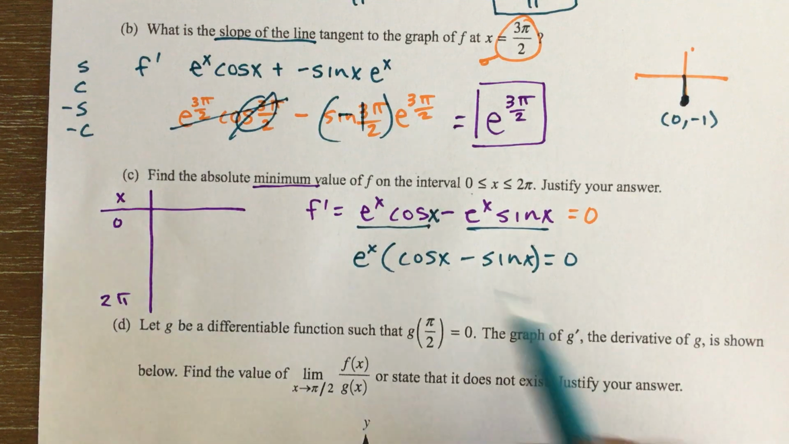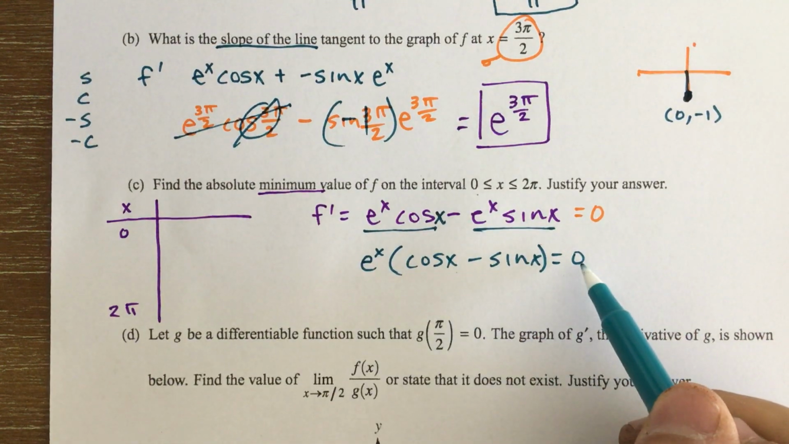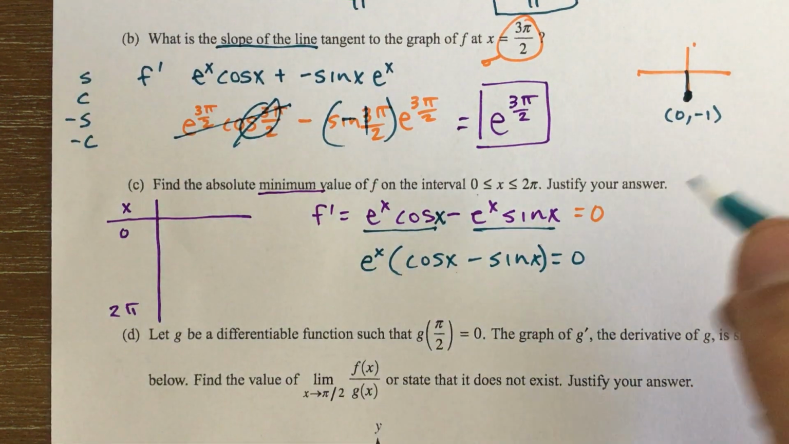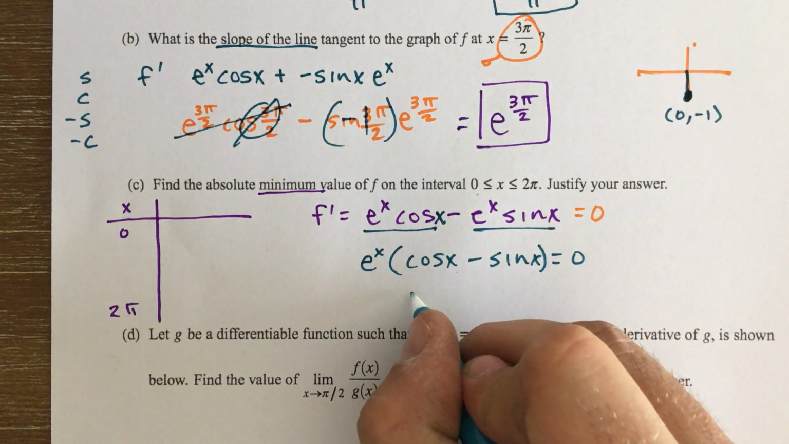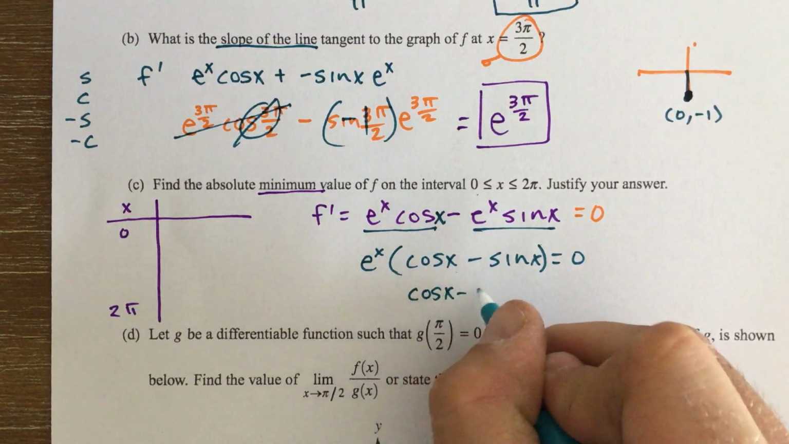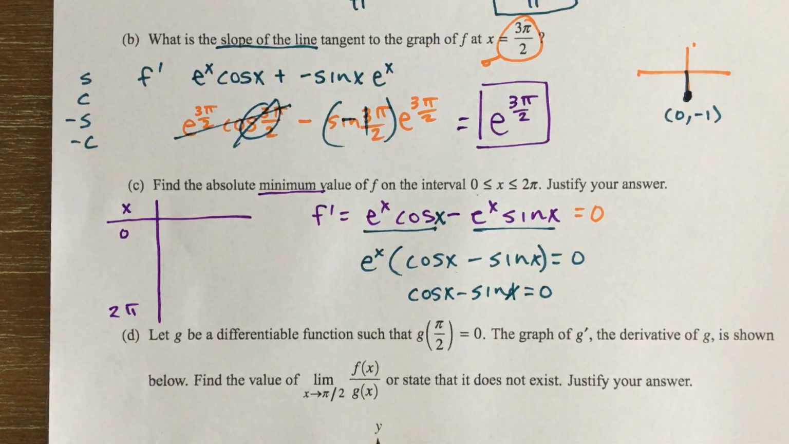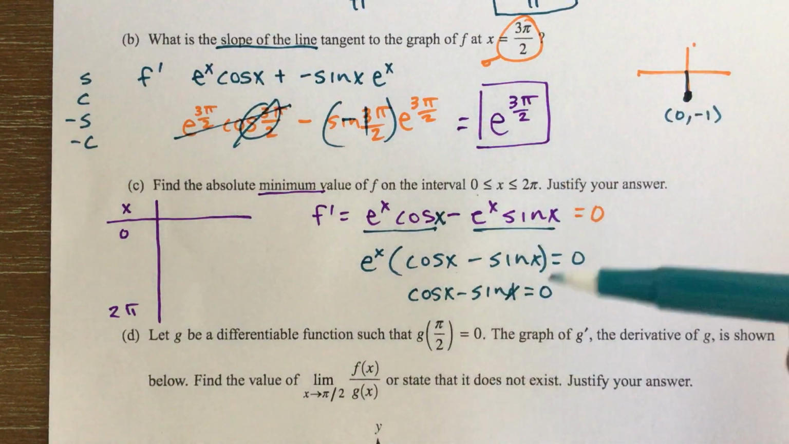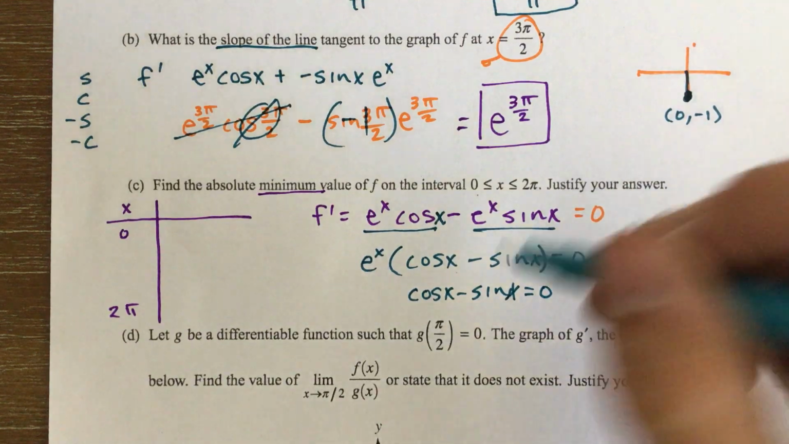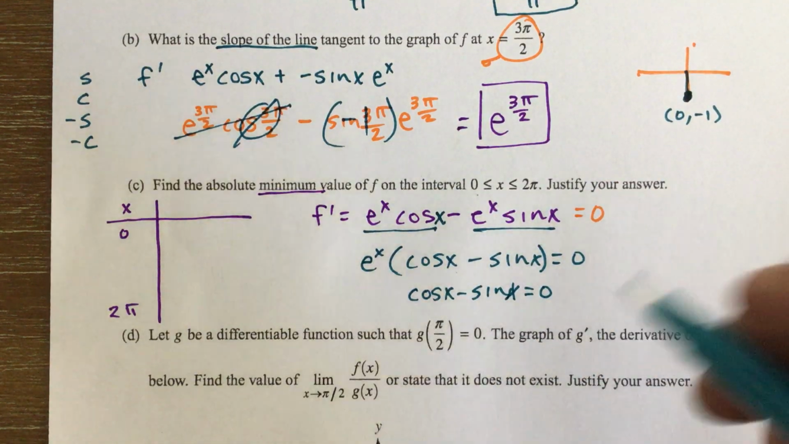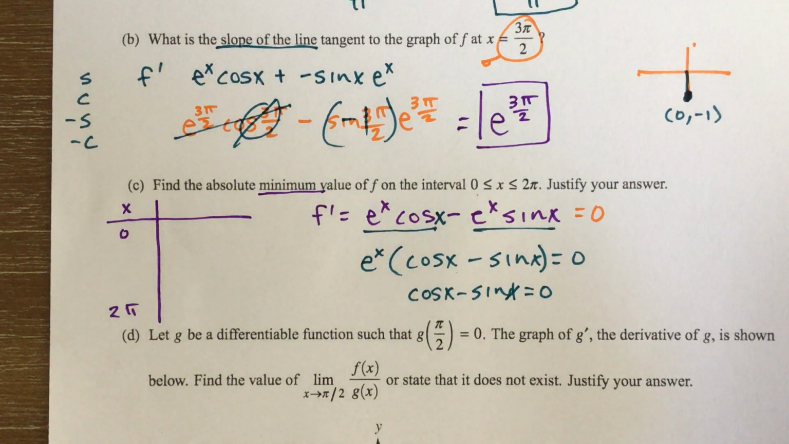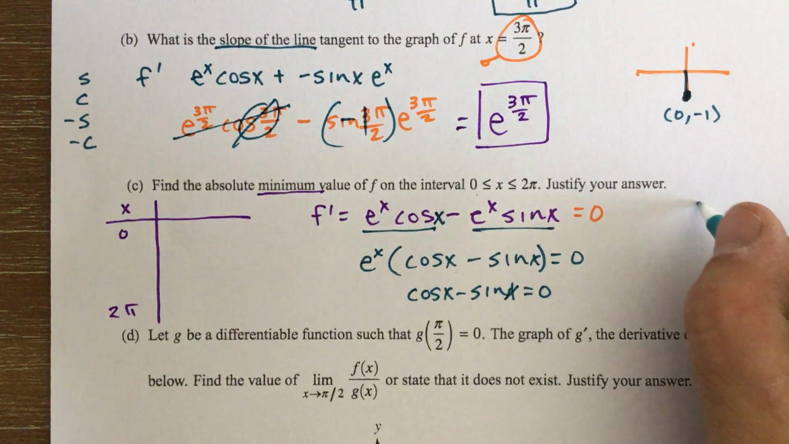What's nice about that is, when is e to the x ever going to equal 0? Never, right? So all we really have to focus on is, when is cosine x minus sine x equal to 0? And so when would they equal 0? It would be when they are exactly the same. When cosine and sine are exactly the same, it would equal 0. So when are cosine and sine equal?